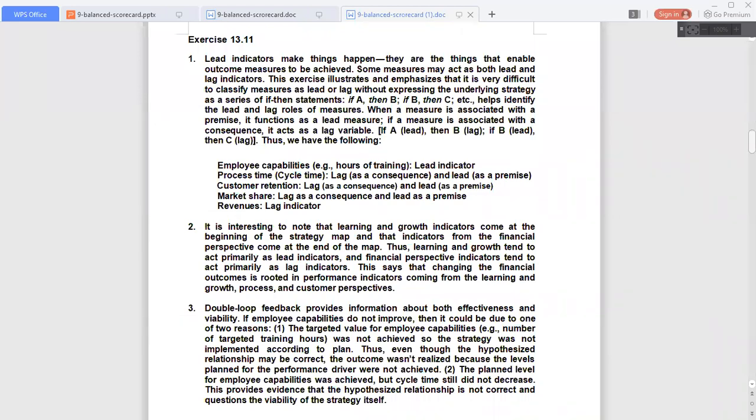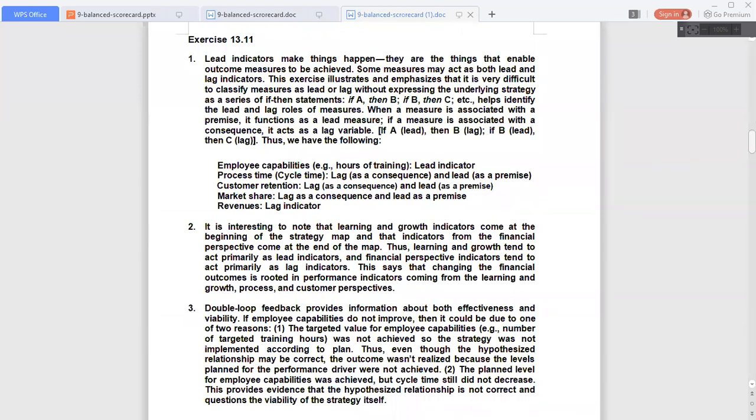Employee capabilities, lead indicator. Cycle time, lag as a consequence and lead as a premise. Customer retention, lag as a consequence and lead as a premise. Market share, lag as a consequence and lead as a premise. Revenues now as lag indicator.